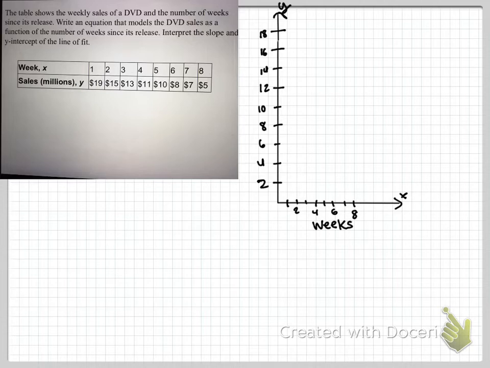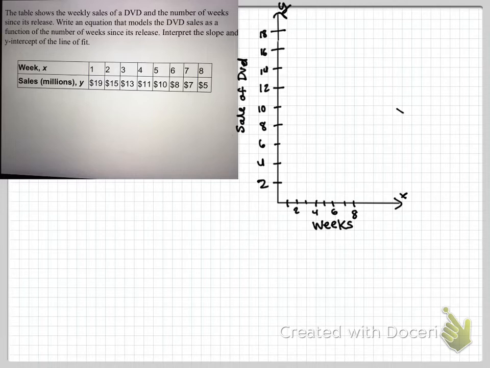And where does our y go? On the y-axis. I mean, what am I putting for the y-axis? You put sales, and sales of what, guys? Of DVDs, in millions of dollars. Because that's what it's talking about. These are dollars. All right, and then we start to plot our data.